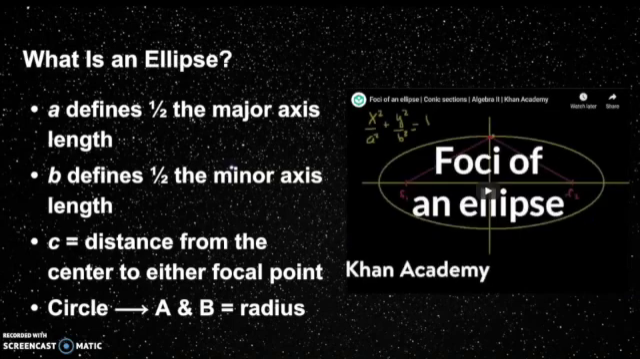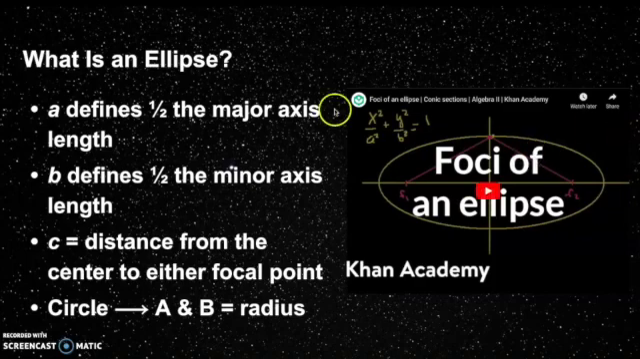More importantly, when we look at an ellipse, we have a few things that we need to define. A is defined as half of the major axis, and B is defined as half of the minor axis, and then C is the distance from the center to either focal point. And then of course, for a circle, A and B equal the radius.